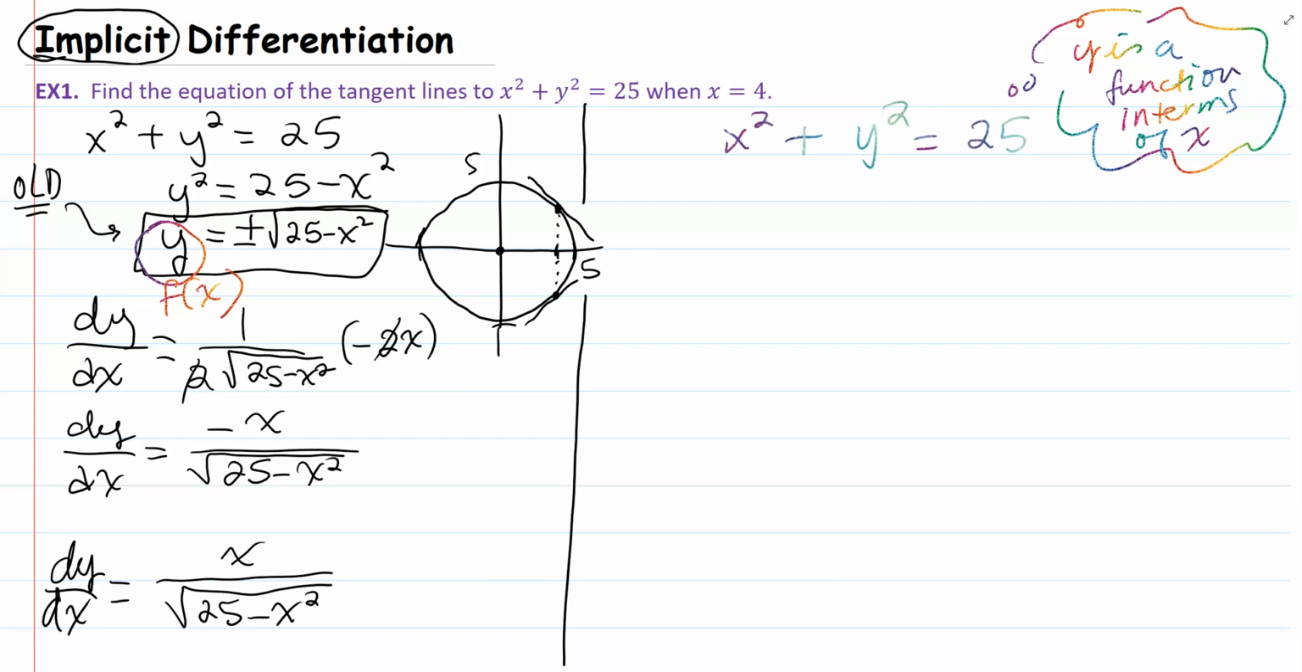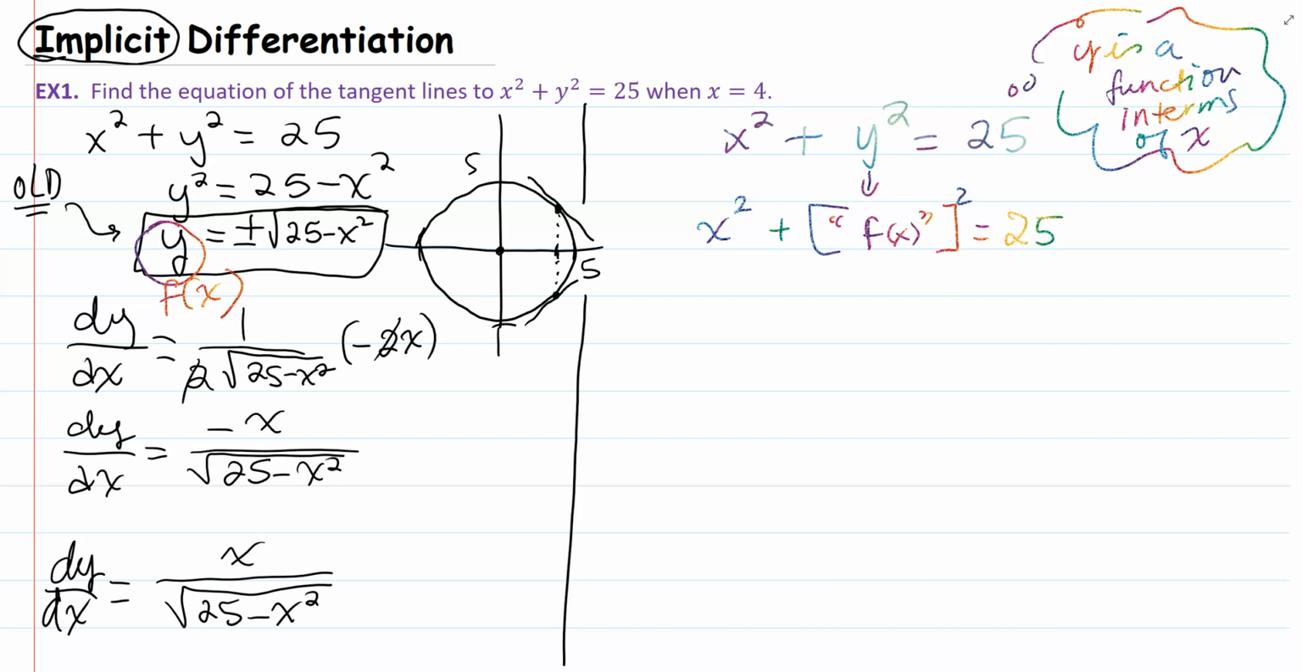That means y squared can be treated as a composite function because y really is f of x, right? So y squared really is f of x squared. Okay, so y squared right here could be treated as f of x squared equals 25, right? If we were to solve for y. So what that means is when we take the derivative of y with respect to x, we would have to apply the chain rule, okay?